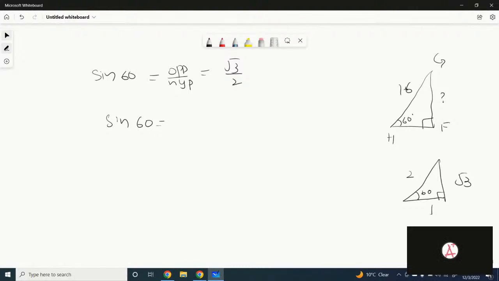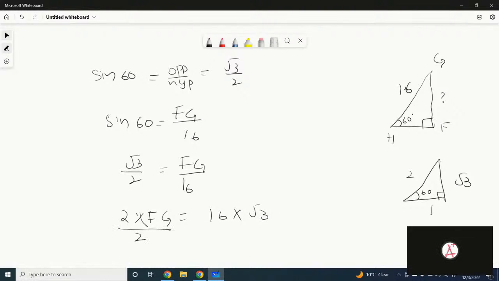So opposite is FG and hypotenuse is 16. So sine 60 is square root 3 over 2 and FG over 16. Just do cross multiplication. It would be 2 times FG and 16 times square root 3. So divide both sides by 2. FG equals 8 square root 3. Got it? So just select the correct option and click on the OK button. Got it, everyone?